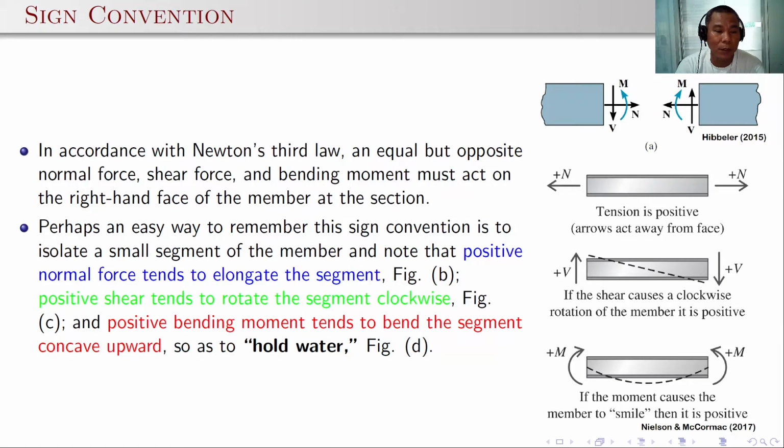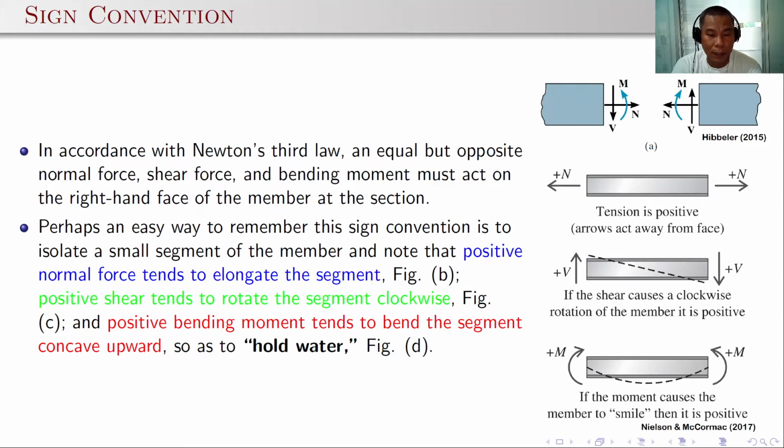Perhaps an easy way to remember this sign convention is to isolate a small segment of the member and note that positive normal force tends to elongate the segment, that's tension. Positive shear tends to rotate the segment clockwise. And lastly, positive bending moment tends to bend the segment concave upward, or smiley, or that is to hold water. It seems like a bowl. We have used different concepts just to internalize our sign conventions. It's very important because as we go along, we should be able to know in what direction is positive and what is negative.